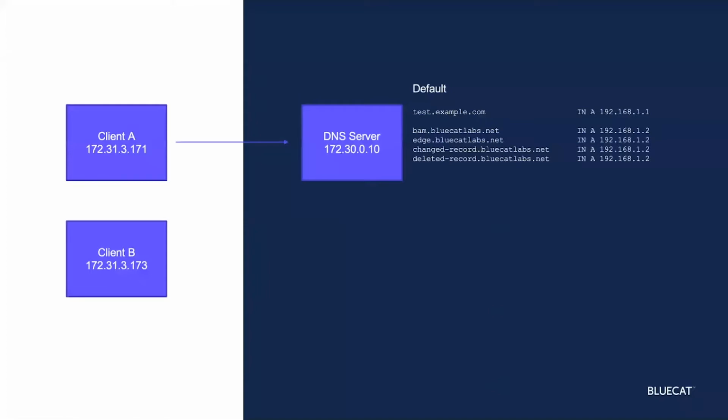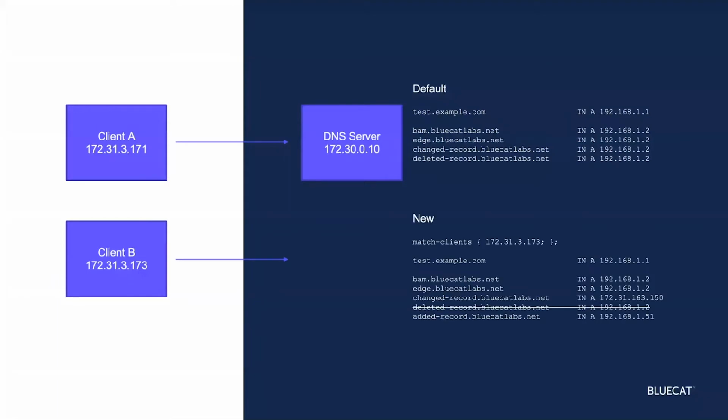In this example, we have a DNS server with 2 zones and a few records. We also have 2 clients. We want to give slightly different answers to client B than to client A. We could copy all of the zones in the default view to a new view, then we make changes to that view and then have our clients resolve from that new view.